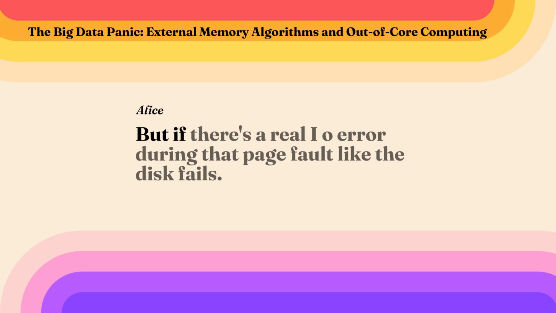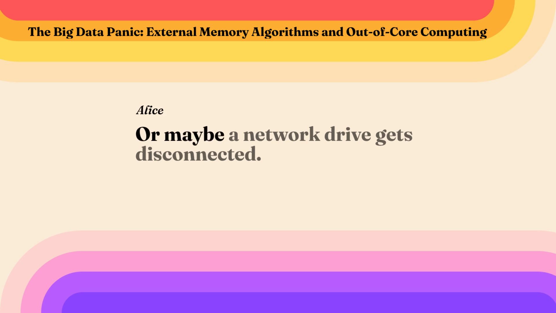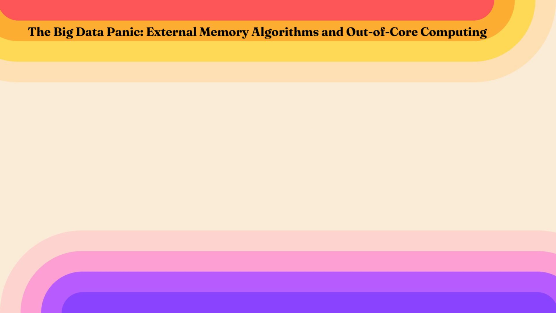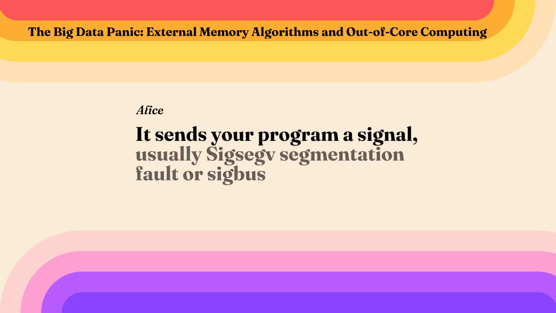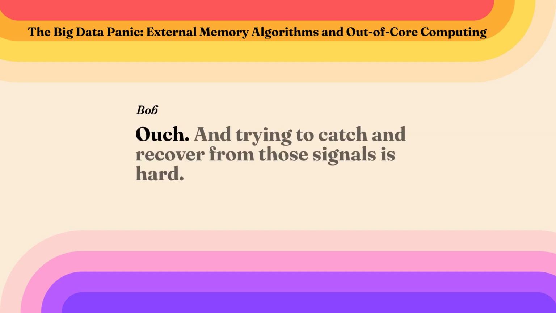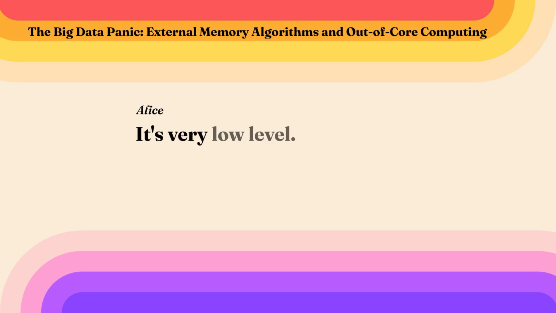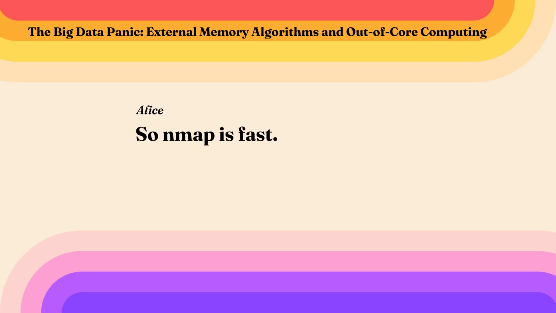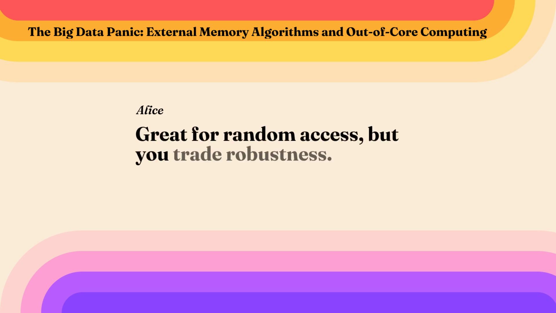That's fine. But if there's a real I/O error during that page fault, like the disk fails, or maybe a network drive gets disconnected, the OS doesn't return a nice Python exception. Uh-oh. What does it do? It sends your program a signal, usually SIGSEGV, segmentation fault, or SIGBUS, bus error, which by default just instantly terminates your process. Crash. Ouch. And trying to catch and recover from those signals is hard. Extremely hard. It's very low level, not like catching a standard file I/O error. So mmap is fast, great for random access, but you trade robustness. It can be brittle.